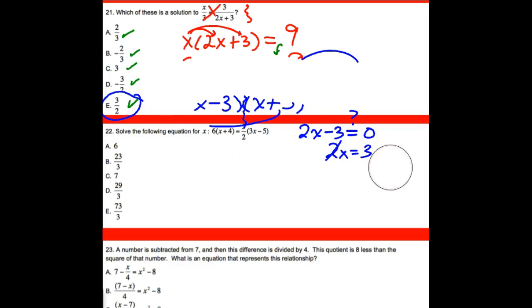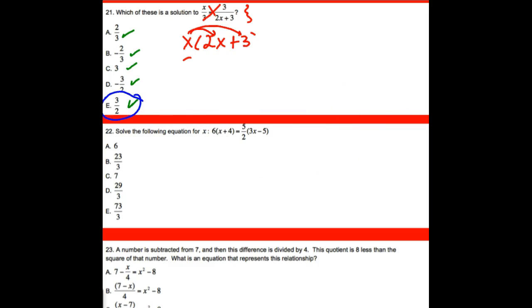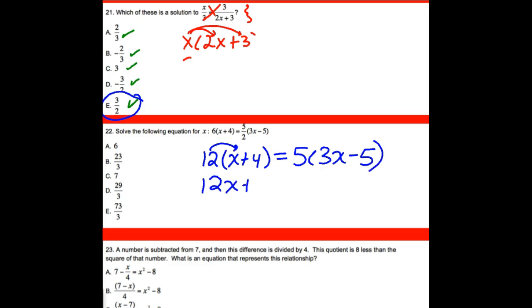Number 22, when I'm solving and I have fractions like this, the best thing to do is to get rid of them. And to get rid of that 5 over 2, let's multiply everything through by 2. Let's double the left-hand side and double the right-hand side. When I double the right-hand side, I get rid of that 2 on the bottom. Makes it a lot easier. Distributing gives me 12x plus 48 is equal to 15x minus 25.